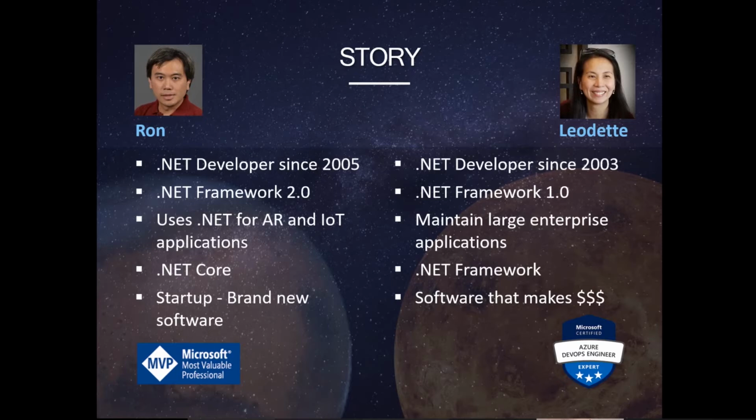I remember we were talking about the differences between 1.1 and 2.0 back then. And in my current job, I do a lot of .NET in terms of Internet of Things and AR applications. My wife works on a large enterprise application, maintaining .NET Framework. I do a lot of .NET Core lately. Of course, .NET 5 is going to put it all together.